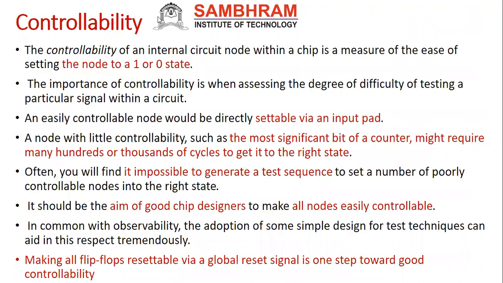Next is controllability, the controllability of an internal circuit node. Observability is the external side, the input and output pins, but controllability is internal. For example, this is your AND gate with inputs A, B and output Y. Internally it may be connected to other internal nodes, so we need to monitor this.